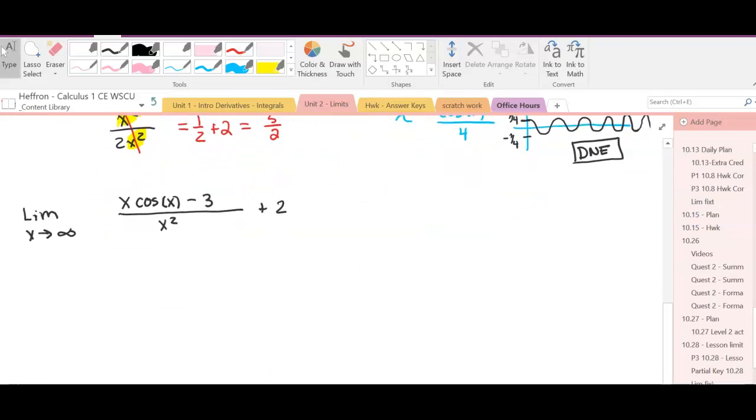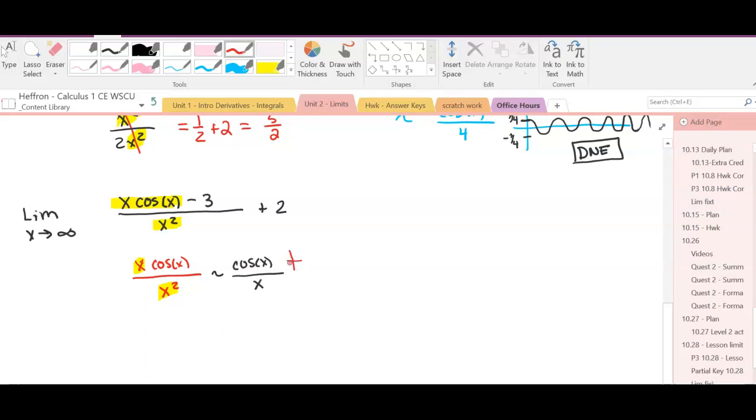In this case, our biggest power in the numerator is x cosine of x, and the denominator is x squared, so we're going to have x cosine of x all over x squared. X will go into x squared, leaving still an x in the denominator, so we can think of this as now just cosine of x all over x.